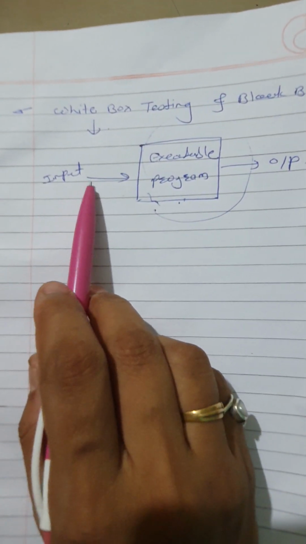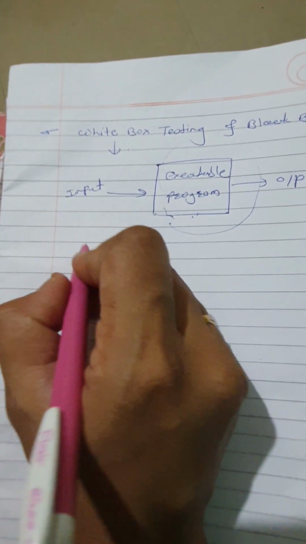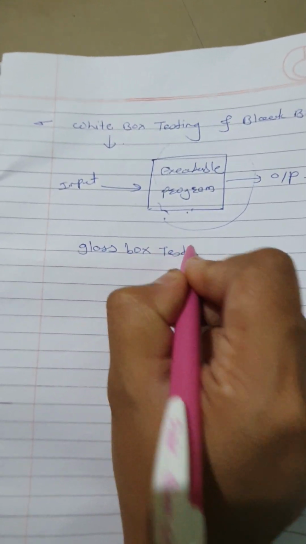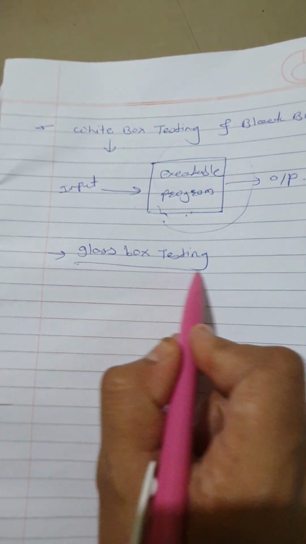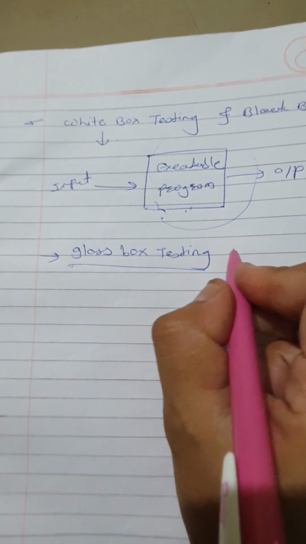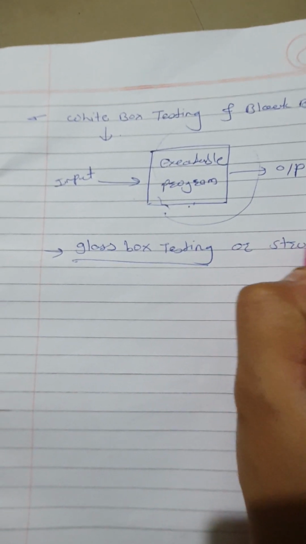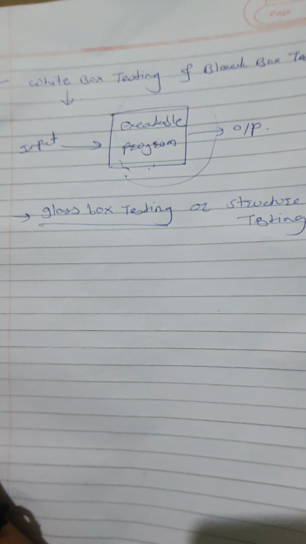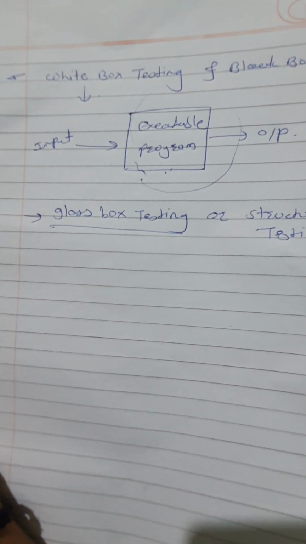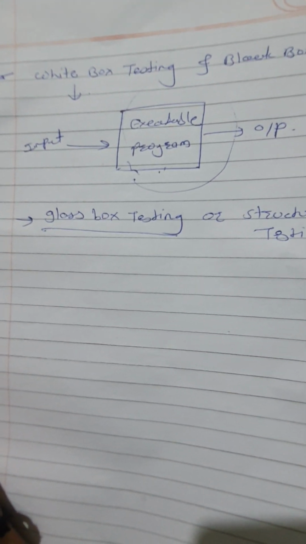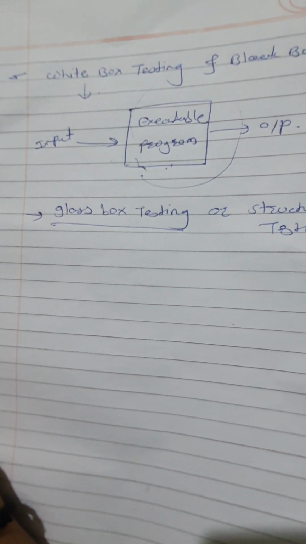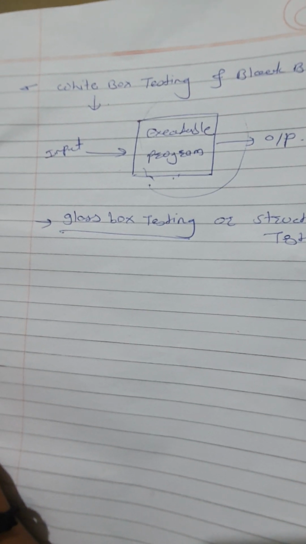White box testing is also called glass box testing, or structure based testing. So white box testing mainly focuses on the executable program or executable source code. And the second thing, white box testing is also called glass box testing or structure based testing.